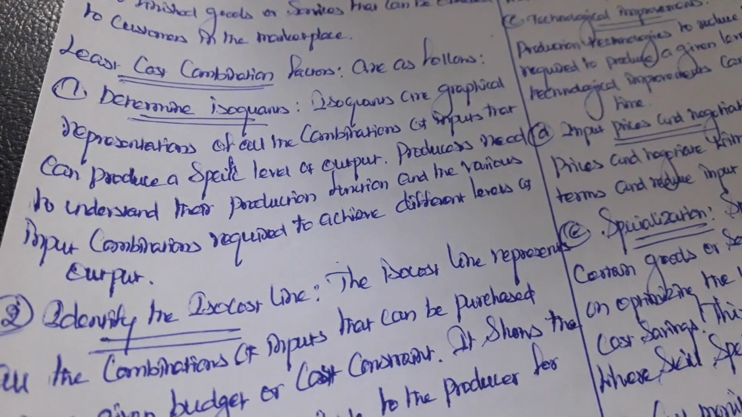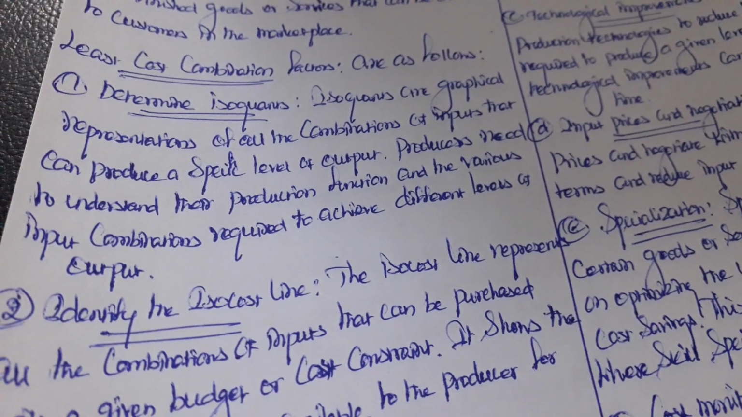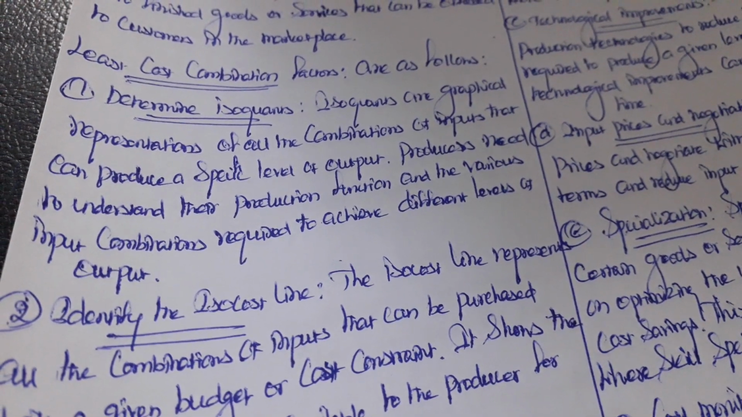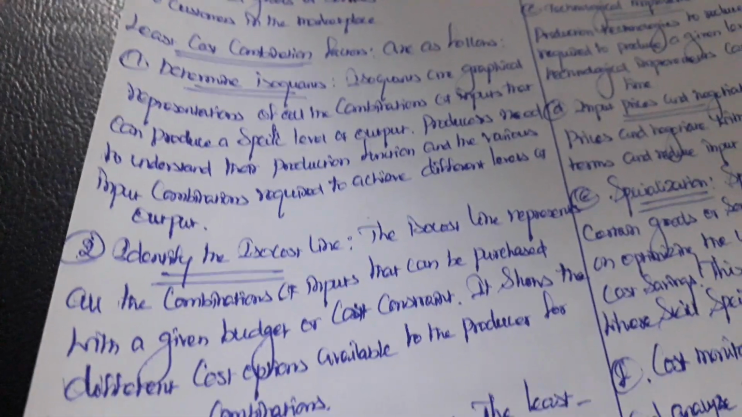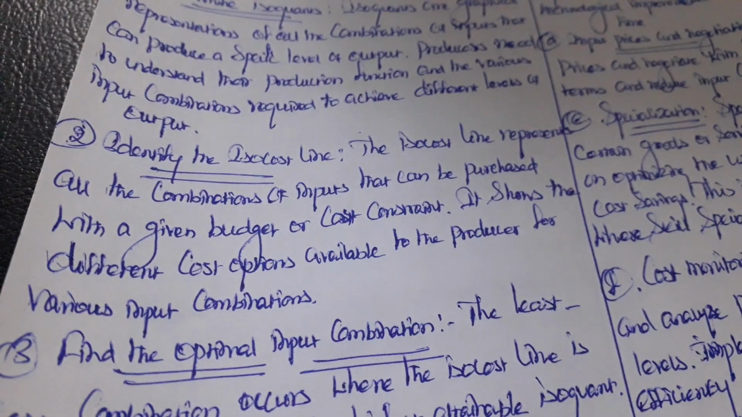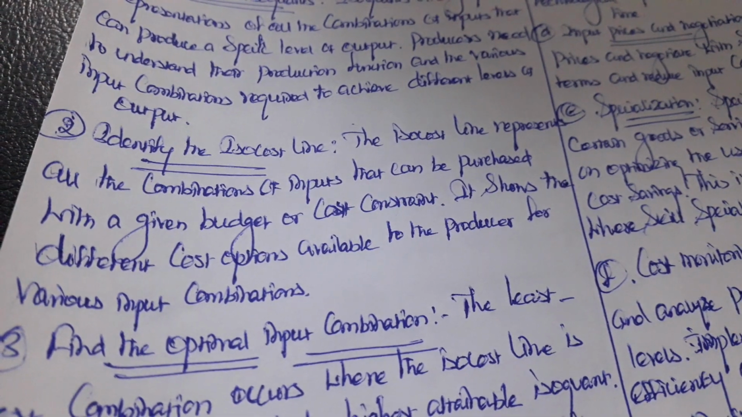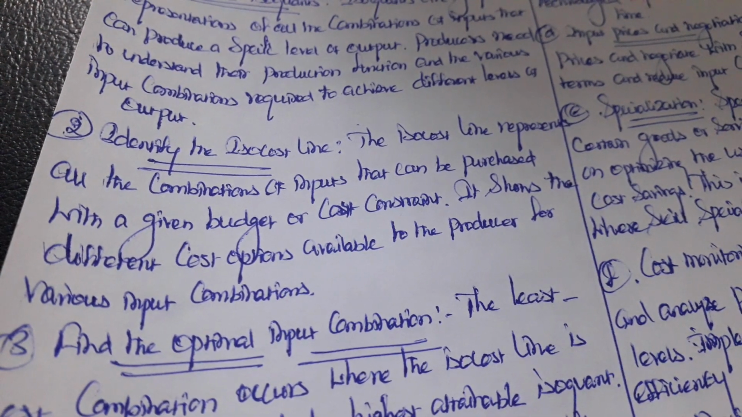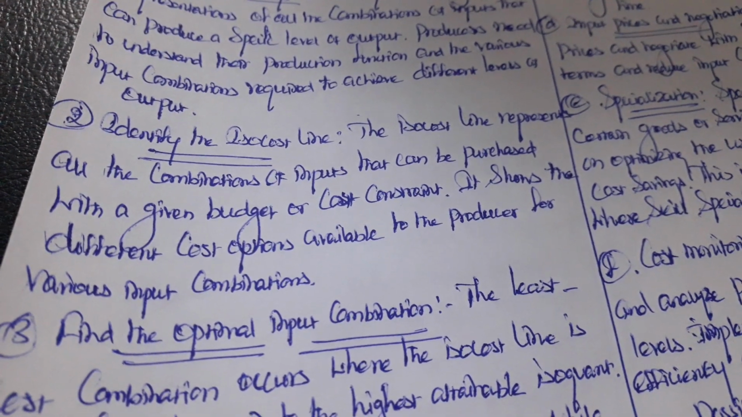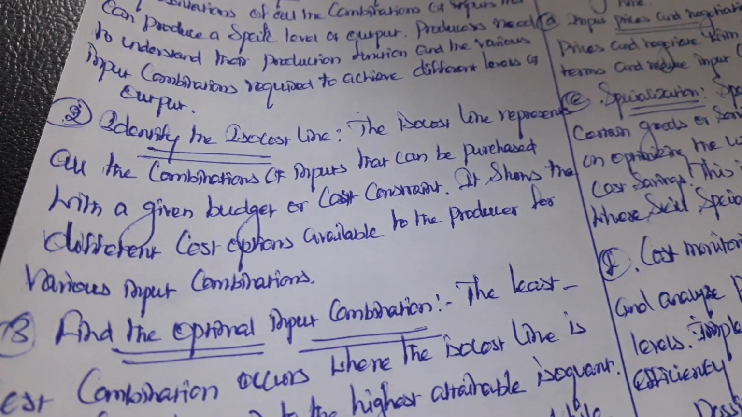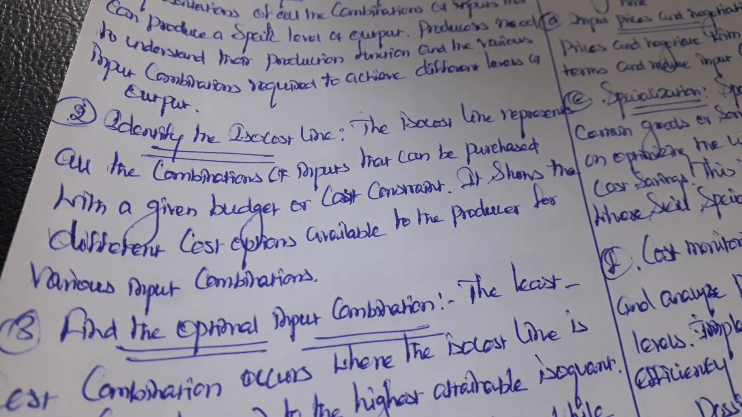The producers need to understand the production function and the various combinations of the input to achieve the different levels of the output. The second factor is to identify the isocost line. The isocost line represents all the combinations of inputs that can be purchased with a given budget or cost constraint. It shows the different cost options available to the producer for various input combinations.